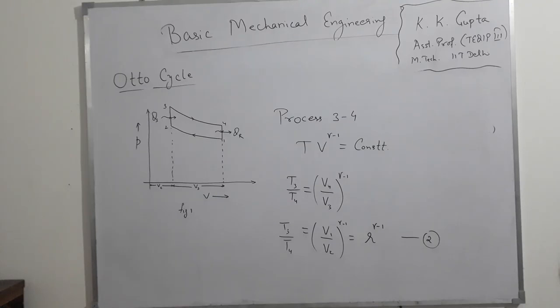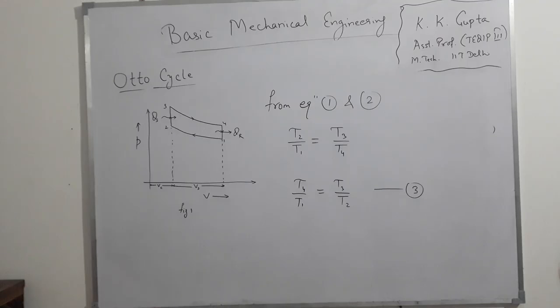Process 3-4 is reversible adiabatic expansion. Again we can apply the relation T V to the power gamma minus 1 is constant. So for this process 3-4, T3 by T4 is equal to (V4 by V3) to the power gamma minus 1, and V4 is equal to V1 and V3 is equal to V2. So we can also write it as T3 upon T4 is equal to (V1 by V2) to the power gamma minus 1, and V1 by V2 is the compression ratio r, so T3 by T4 is equal to r to the power gamma minus 1. This is equation number 2.